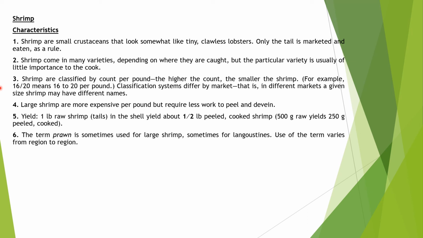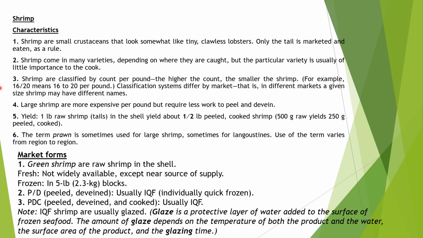Cooked shrimp: 500 grams in the shell yields 250 grams peeled. This is just in the metric system. The term prawns is sometimes used for large shrimp, and sometimes for langoustine. The term varies from region to region. So that is what shrimp means.